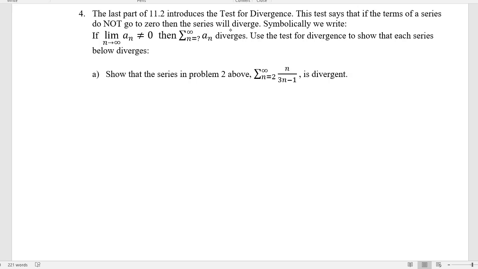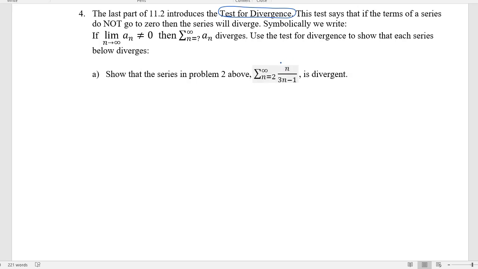So again, we have what we would call the test for divergence. Some books call this the divergence test. So when we get to the end of a chapter like this, one of the first tools we will use to determine if a series diverges or not is we would just look at the list of the terms in the sequence, right?